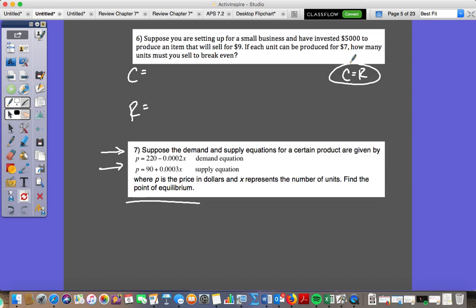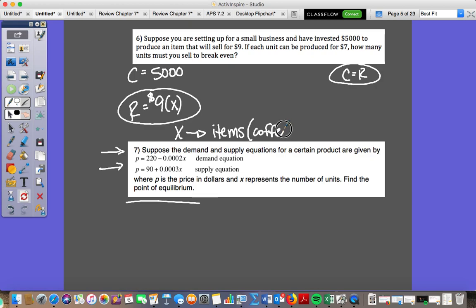So the cost that I have is a $5,000 initial investment, and I sell these for $9. Now remember, in selling these for $9, that means every time I sell a coffee, someone's paying $9 for that. So the revenue coming in is $9 times the number of coffees that I've sold. So X would be items, whatever it may be. I've stated that they're coffees that I've sold, but X would be whatever item I am selling there.